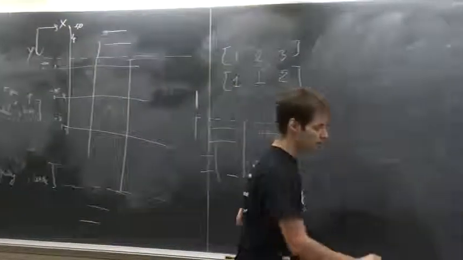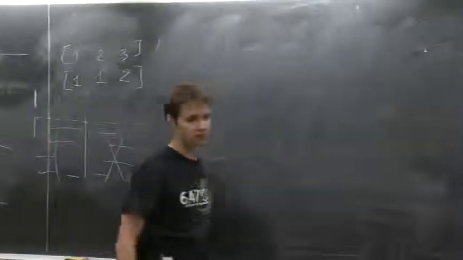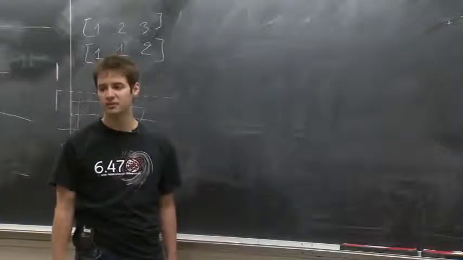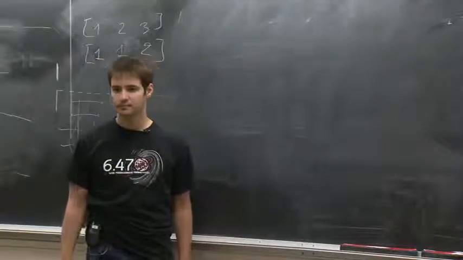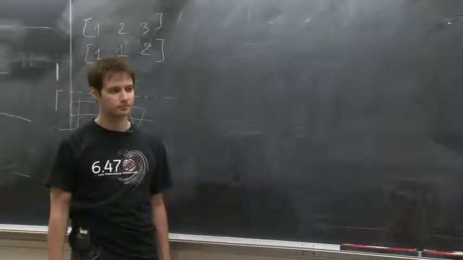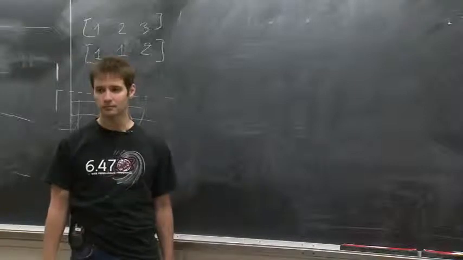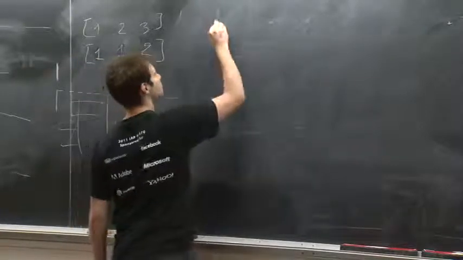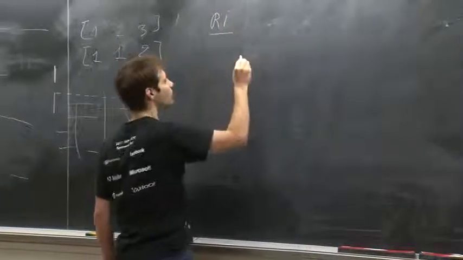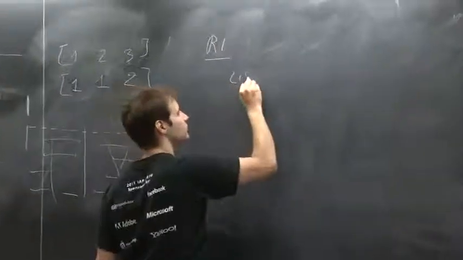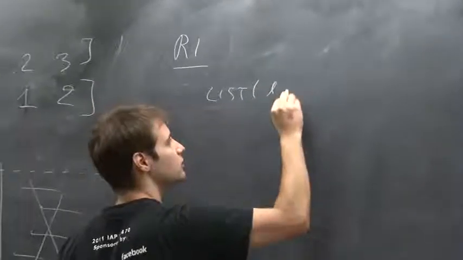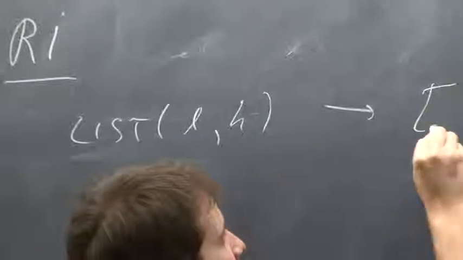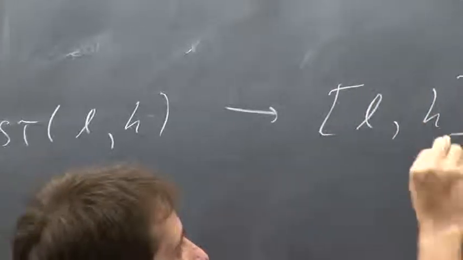Can anyone remind me what the range index does? So it's a data structure, right? And it has some operations. What are the operations for it? It returns everything between two values in the list. Okay, so you have a list operation where you give it two values, and it will return everything inside the index in the interval between those two values.